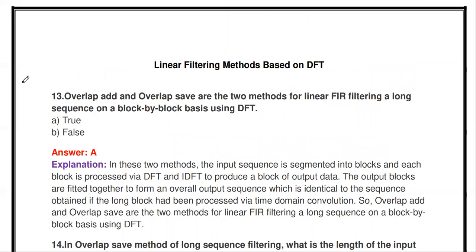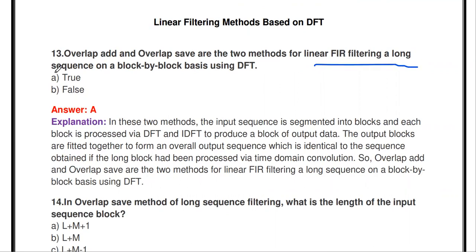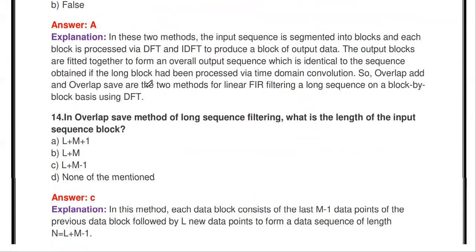Then the next topic: linear filtering methods based on DFT. Here you see the overlap add and overlap save methods are two methods for linear FIR filtering of long sequences on a block by block basis using the DFT. This is true. The overlap save method and overlap add method are used to obtain the linear FIR filtering of a long duration sequence. This is true.